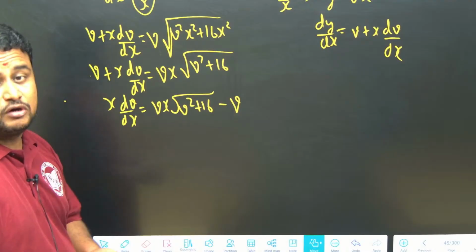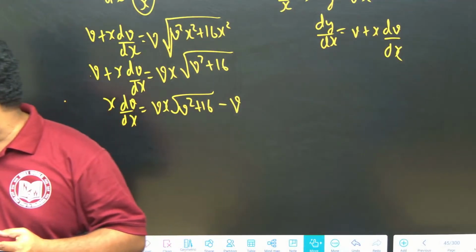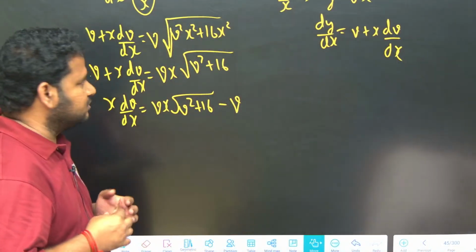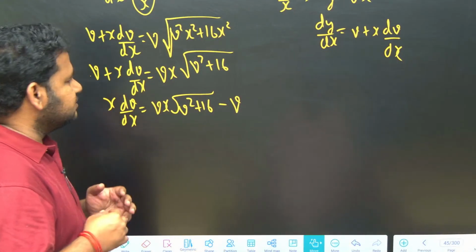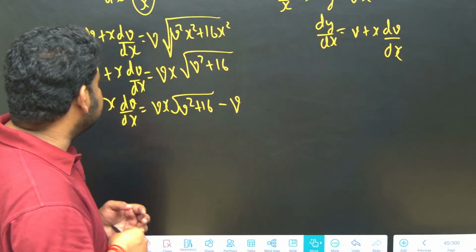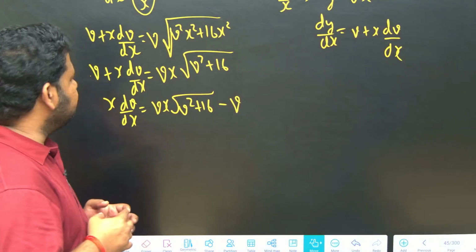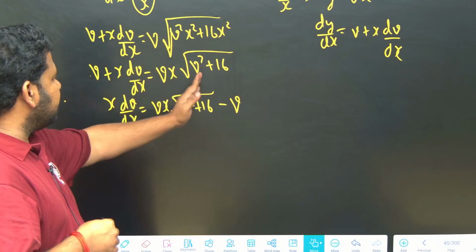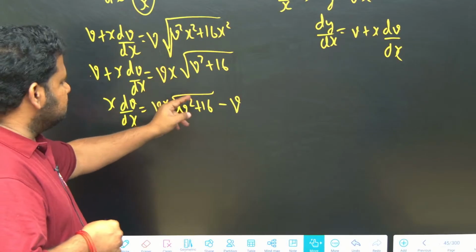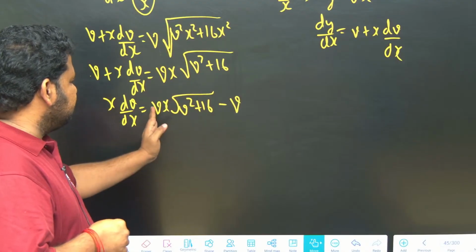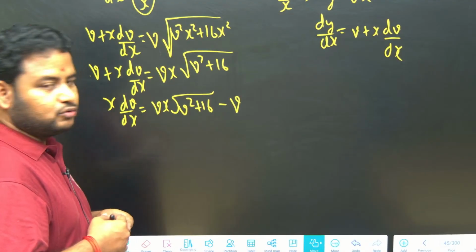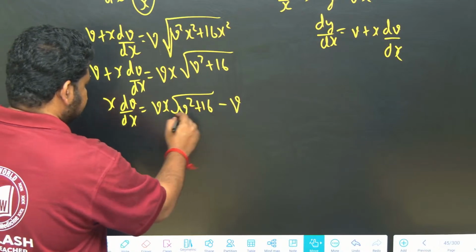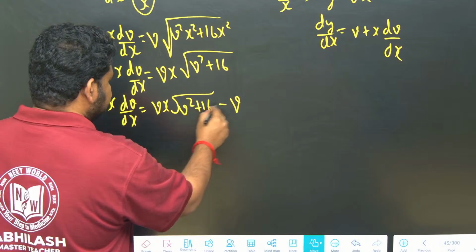Okay, so how to solve this? How to solve such a type of question, where y by x I have to take as v? I want you to think about it. Here x will be outside, so this will become v square plus 16. So v of x into v square plus 16. So how do we solve this? v square plus 16, v into v square plus 16 minus v.